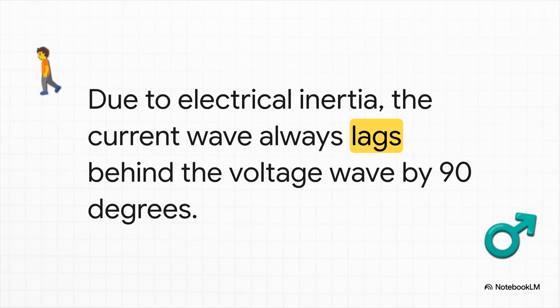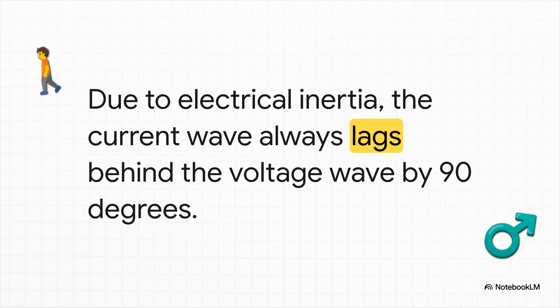Next, let's talk about the inductor. An inductor is really just a coil of wire, but it does something fascinating. It hates change. It stores energy in a magnetic field, and that creates a sort of electrical inertia. So when the voltage tries to change direction, the current is always a little sluggish. It takes a moment to catch up. The result?